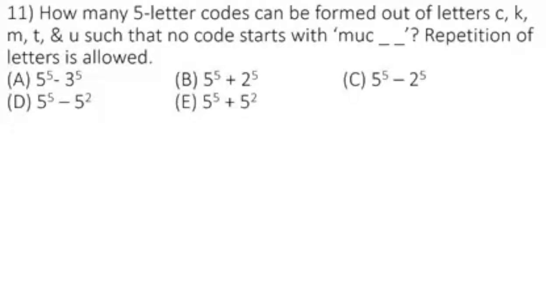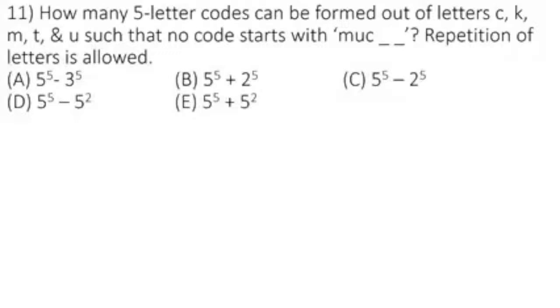How many ways can 5-letter codes be formed out of the letters C, K, M, T and U such that no code starts with MUC? So I don't want any code that starts with MUC. First of all, how many 5-letter codes are possible using repetition of letters?